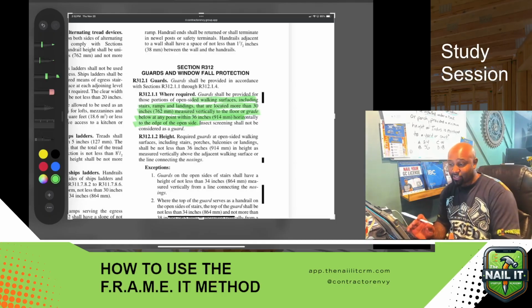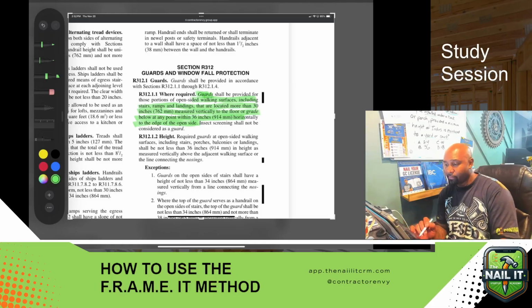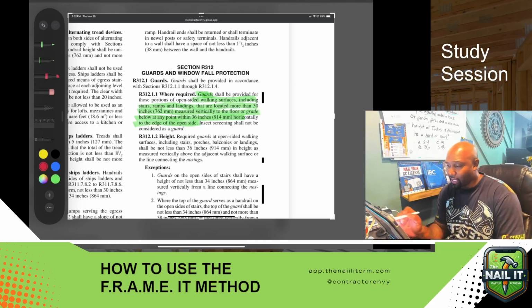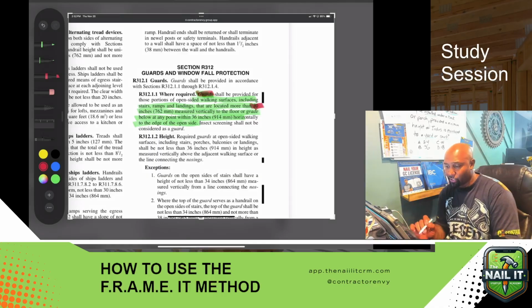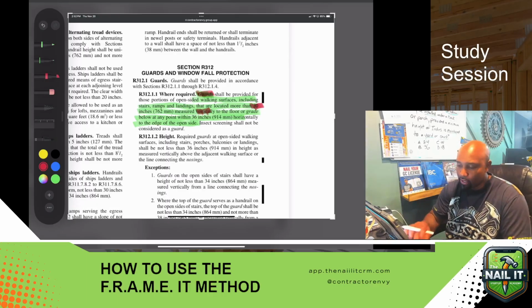Is that telling us where we need to be yet? We've got guards. We've got 30 inches. Guards 30 inches. We've got vertically, but it's not talking about balusters, not at all. We have balusters and things like that, or deck. It didn't say anything about a deck as well. But let's keep going here.